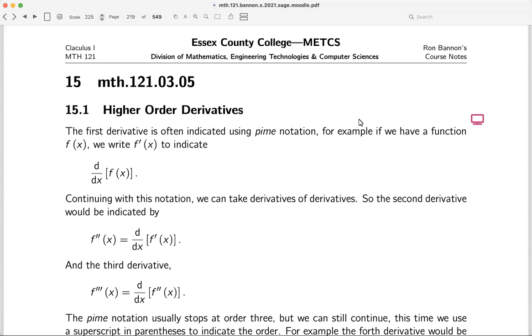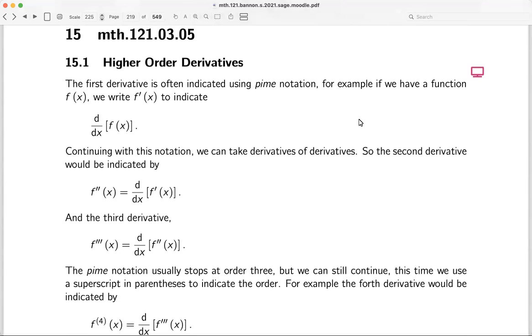Okay, we're in section 15 of notes. Again, it'll be a short lecture, basically notational in nature. Certainly, we know how to take a derivative. What we're going to do now is take higher order derivatives.